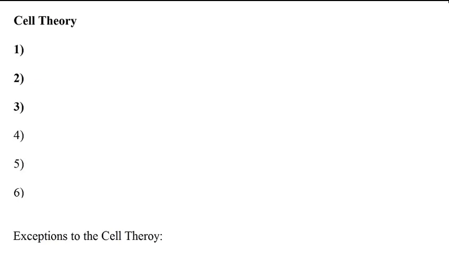The first time that the cell was discovered was in the 17th century, and that was when Robert Hooke observed a slice of cork under a compound microscope. All he could see was a multitude of tiny pores that resembled compartments of a honeycomb. And from there on, he gave the name cell to these structures.